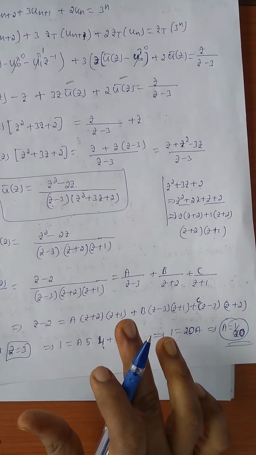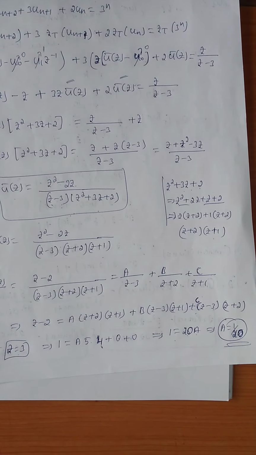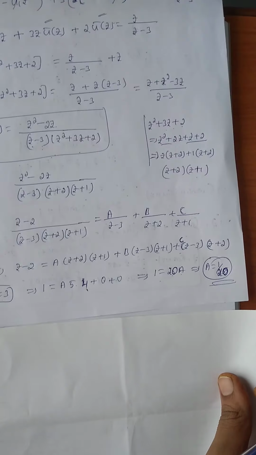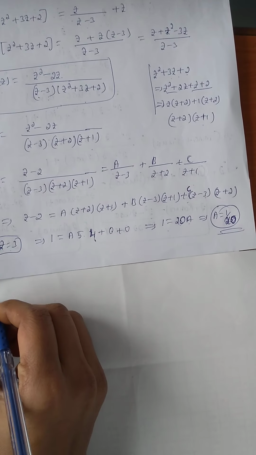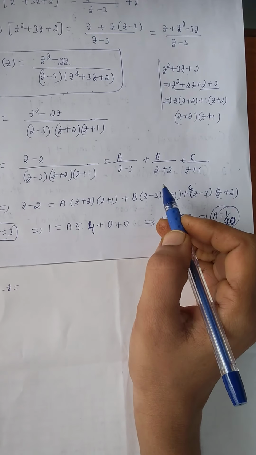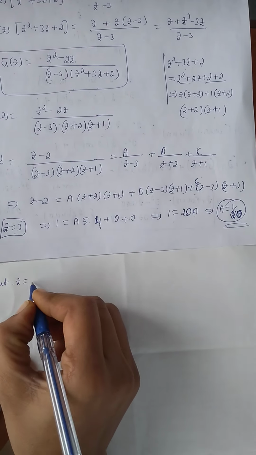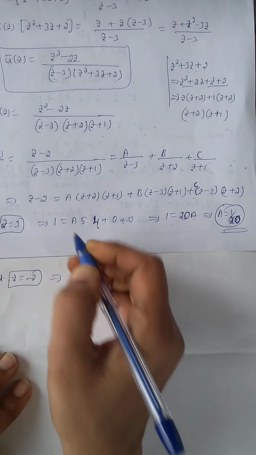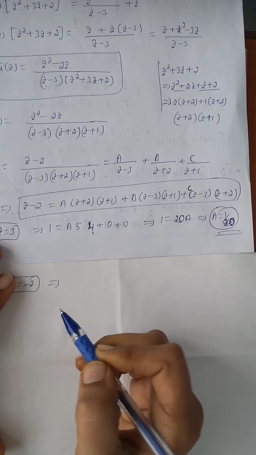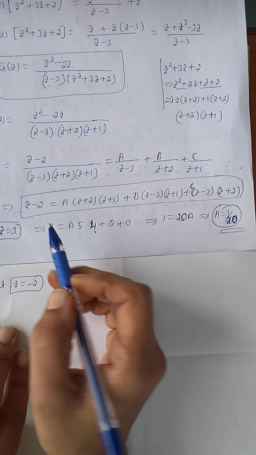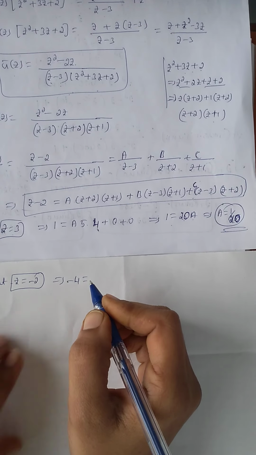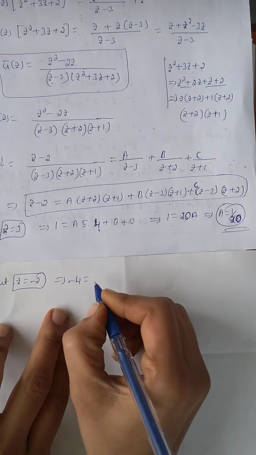Okay, next find B and C values by taking substitutions z is equal to minus 2 and z is equal to minus 1. Here z plus 2, so z plus 2 equated to 0 gives z is equal to minus 2. Next I substitute z value minus 2 into this equation. The LHS gives minus 2 minus 2, which is minus 4. On the RHS, minus 2 plus 2 gives 0, so the first term is 0.